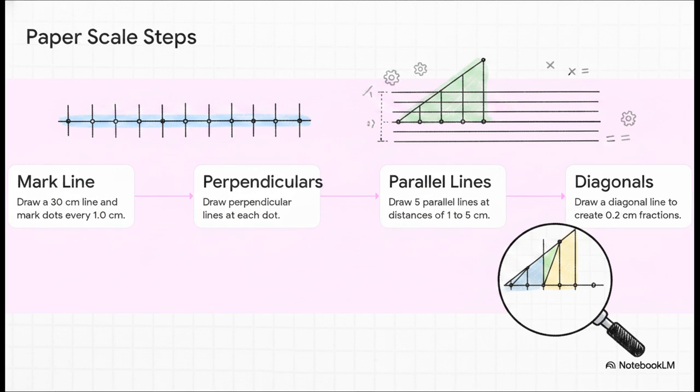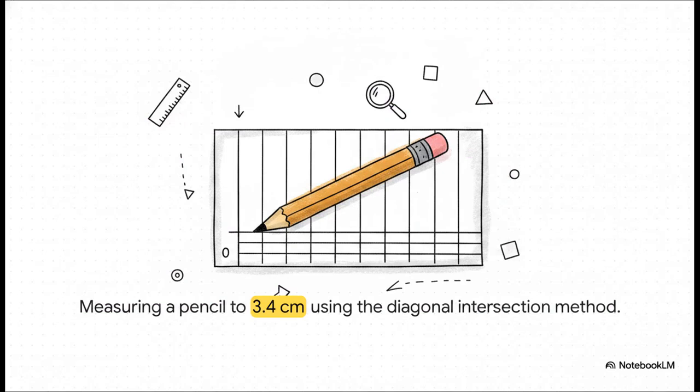Pretty clever, right? And this brilliantly illustrates the concept in action. We've placed a pencil on our custom paper scale. The pencil obviously goes past the 3 centimeter mark, but where exactly does the tip end?